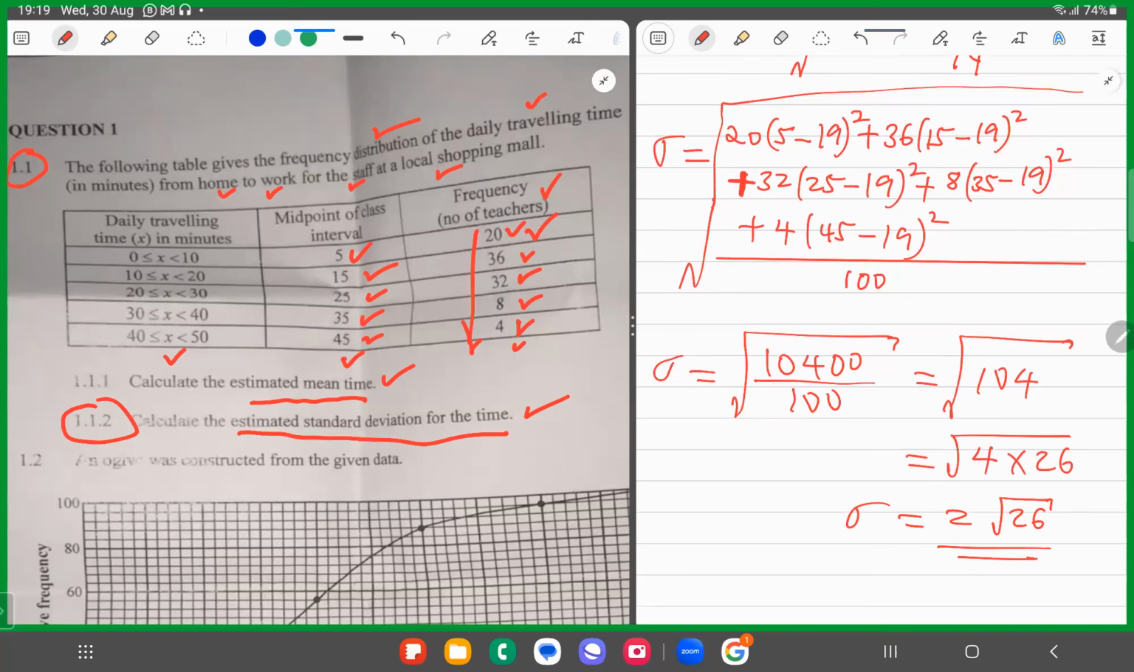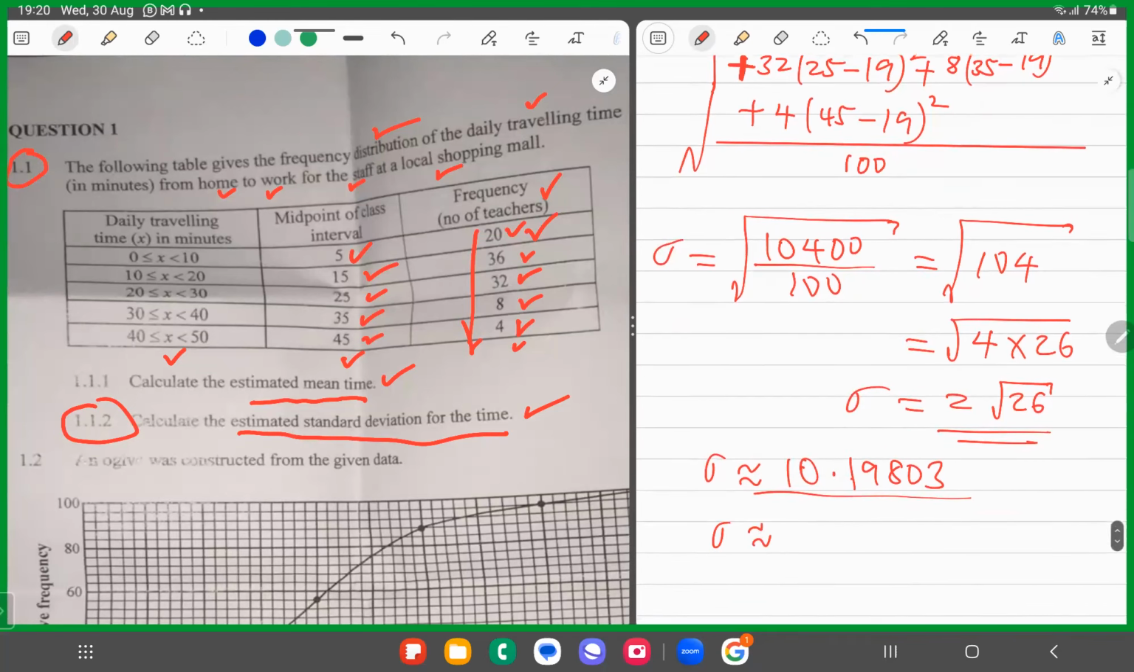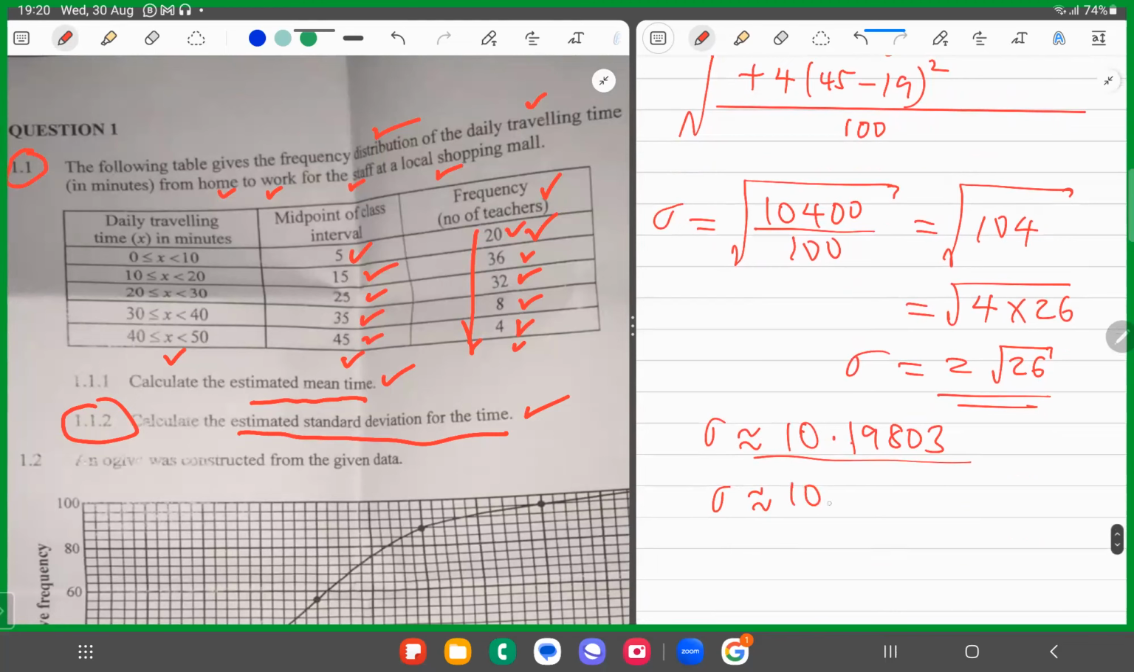But this estimated standard deviation can be written as a decimal fraction. You can write the point, 2 decimal places, 3 decimal places, 10.19803. A bit more decimal places there. But obviously it's popular with the exams that normally you need to round your answers to 2 decimal places. So it's going to be approximately 10.20 there. So this is permissible.